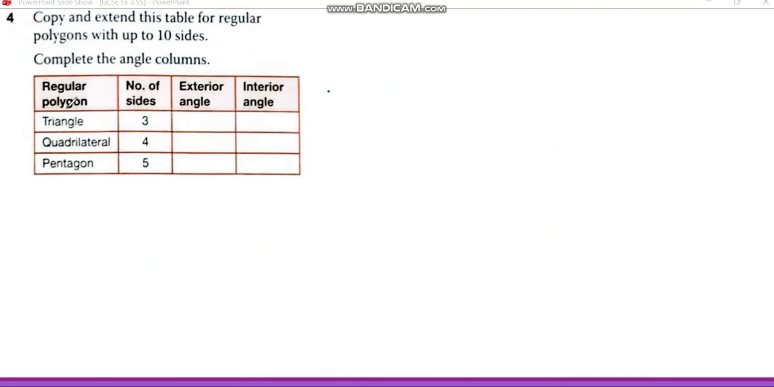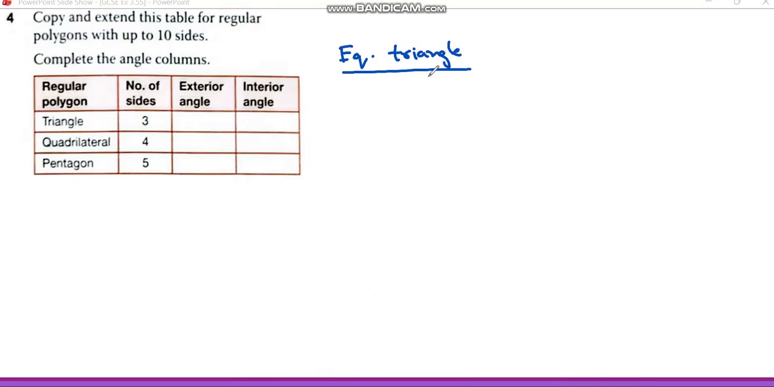We have regular polygons, meaning the triangle, a 3-sided shape, the quadrilateral, a 4-sided shape, and the pentagon, a 5-sided shape. We have to write the size of the exterior angle and interior angles. In regular polygons, all the angles will have the same size. So let's take the triangle over here. It's a regular triangle, which is basically an equilateral triangle.